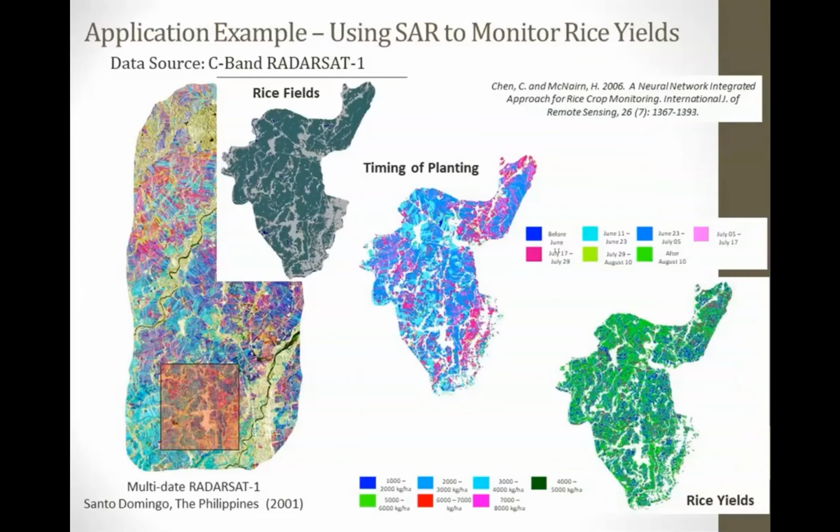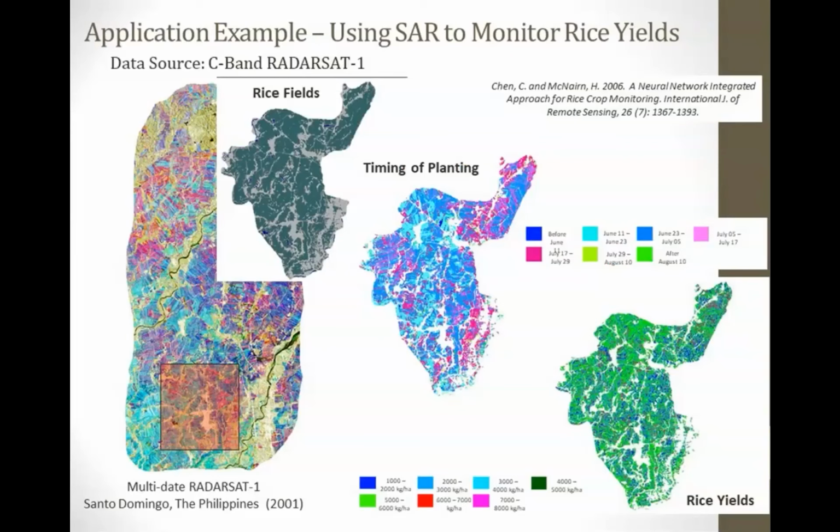A couple of other examples. The next two examples are looking at rice. This is a study that we did in the Philippines. And what we wanted to do is use radar imagery to do three things. Identify the acreages of rice that are grown in this part of the Philippines, to identify when the rice has been planted, and to estimate what the rice yields are.